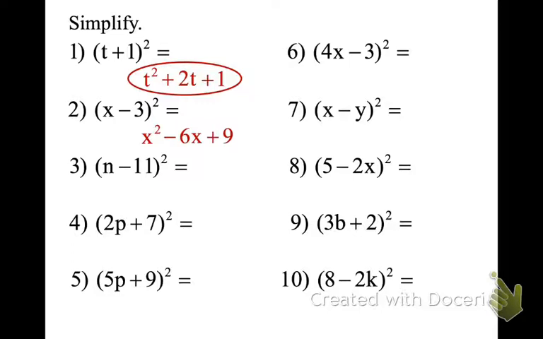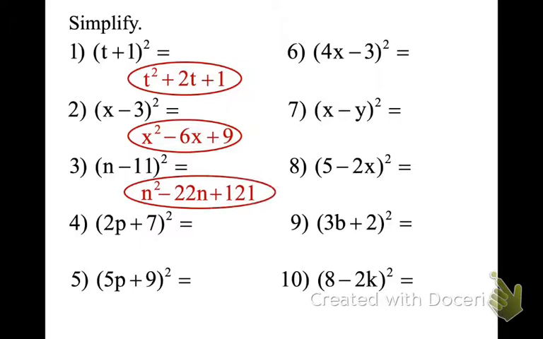Number 3. Go for it. I got n squared, and then negative 22n. Good. And then minus 121. No, plus 121. Plus 121. You get the idea? Okay, let's try it with the coefficient. Amani.